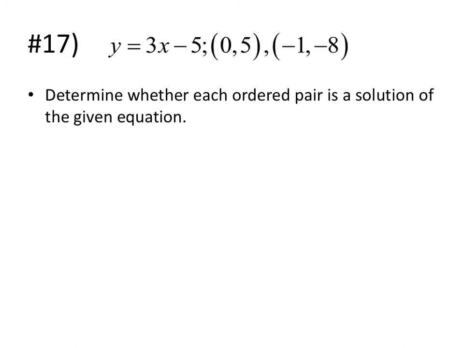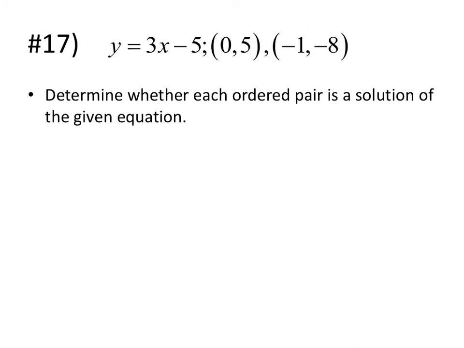Now, for 17 through 26, our directions say, determine whether each ordered pair is a solution of the given equation, which means all we're going to do is take the solutions that they give us and plug them in for x and y, and see if they're solutions. It's as easy as that. We're going to see if they make true statements.